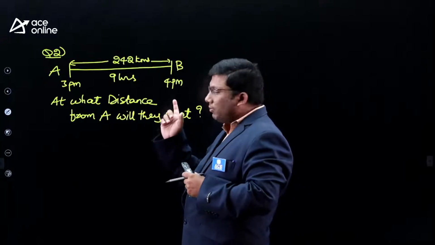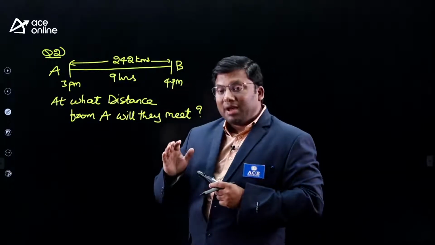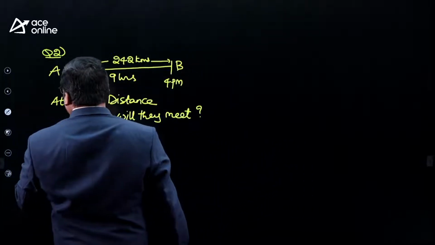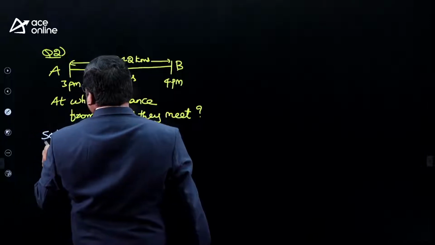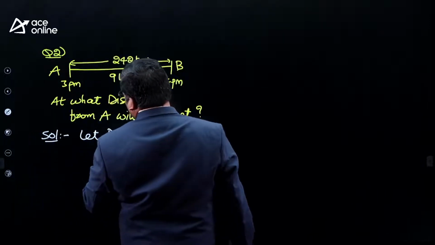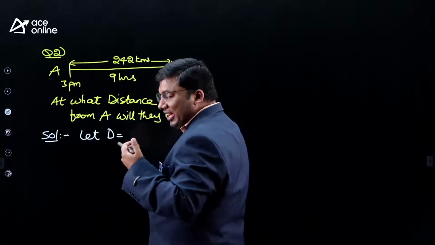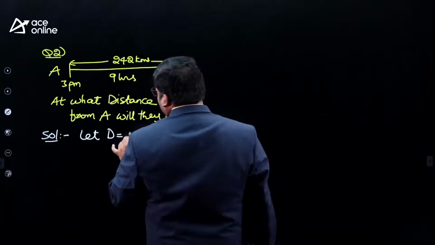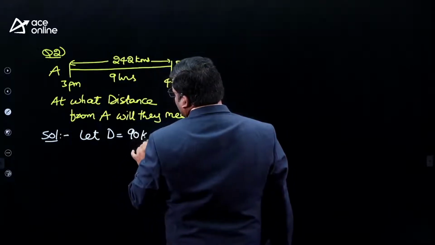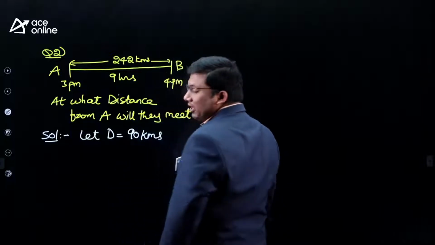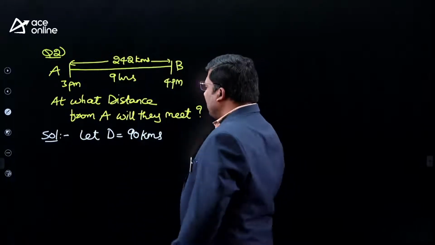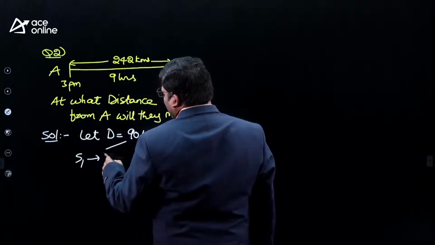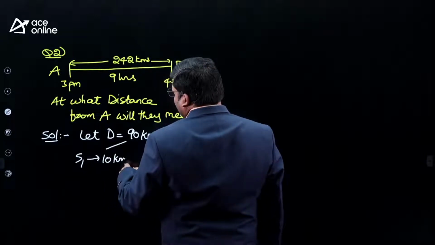The problem with this problem is 242 by 9. I am getting a decimal value, so I will avoid it. What I will do is, let the distance be any multiple of 9. You can take 18, you can take 27, any multiple of 9, the answer will be the same. So let the distance be 90 kilometers. Idea clear? So S1 will become 90 by 9, which is 10 kilometers per hour.